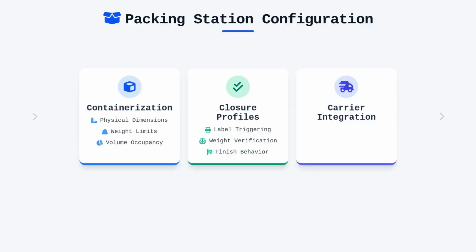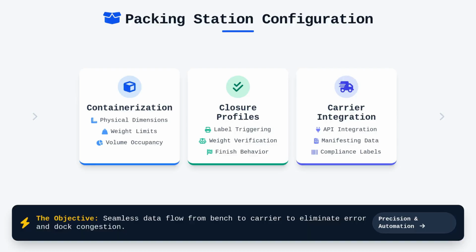Integration with shipping carrier software is not an optional afterthought. It is a critical component that finalizes the parcel generation by calculating the necessary manifesting data. By automating the capture of these dimensions and integrating directly with carrier APIs, you minimize the risk of human error and significantly reduce congestion at the shipping dock. The objective here is to design a workflow where data flows seamlessly from the packing bench to the carrier, ensuring that compliance labels are generated with absolute precision.